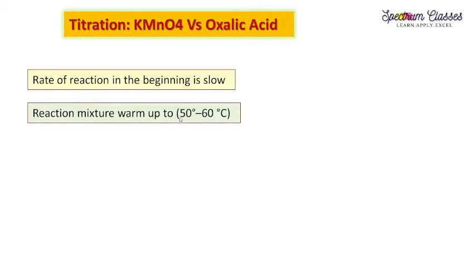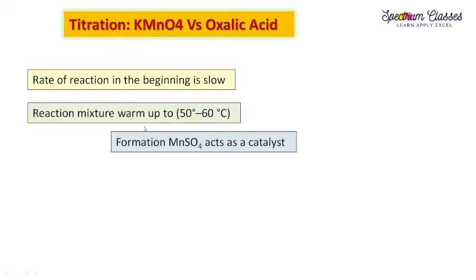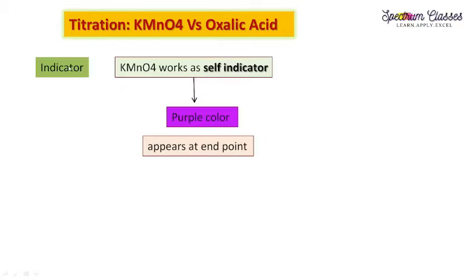So what happens when we warm up the solution? The reaction rate increases at the initial stage. Once MnSO4 forms during the reaction, it works as a catalyst. What indicator are we using in this titration? This is a redox titration. There are 3 different types of indicators used in redox titration, and one of them is a self indicator. Here KMnO4 works as a self indicator.